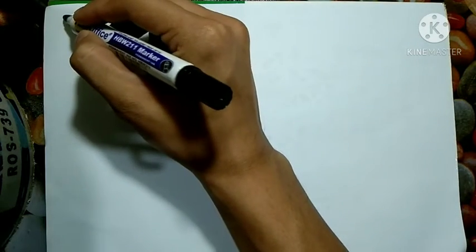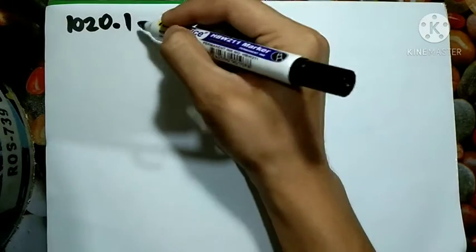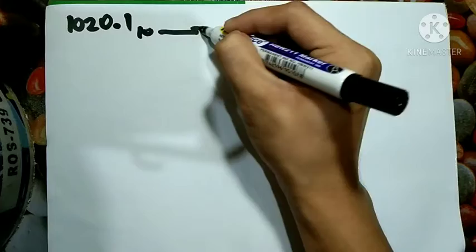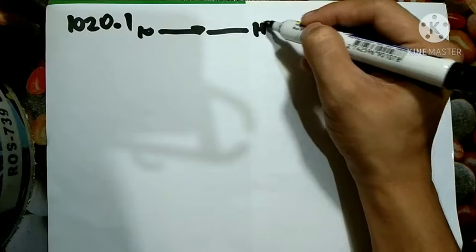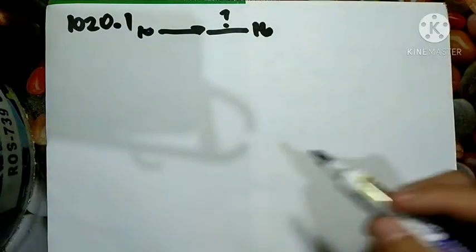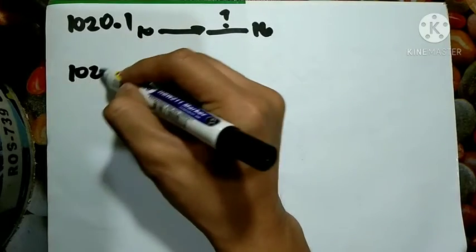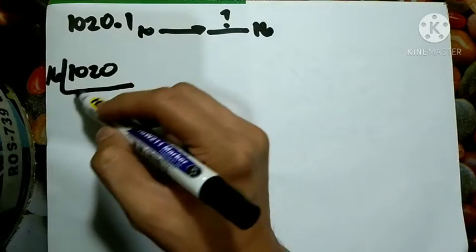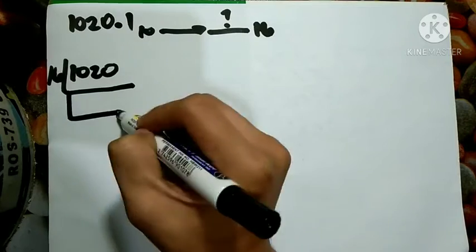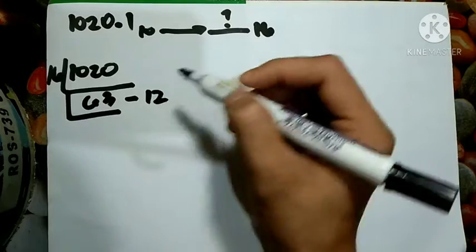So let's try to answer another example. Let's convert 1020.1 in decimal form to hexadecimal form, or base 16. So again, let's separate the integer part, 1020, then divide it by 16. And the answer is 63, and the remainder is 12.